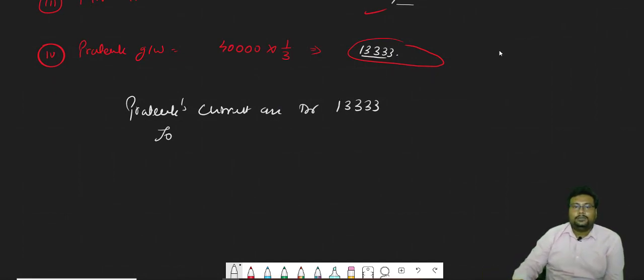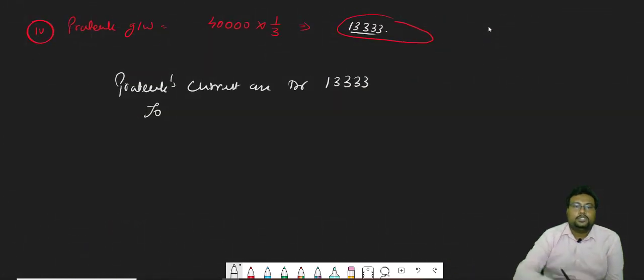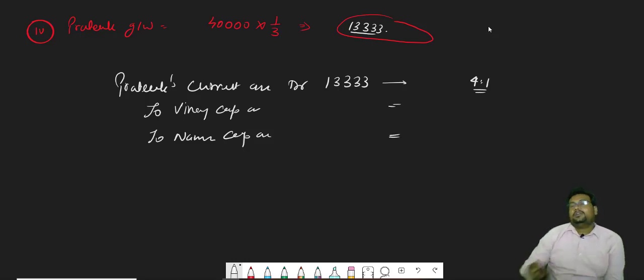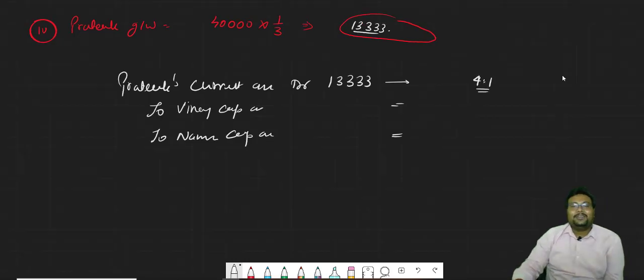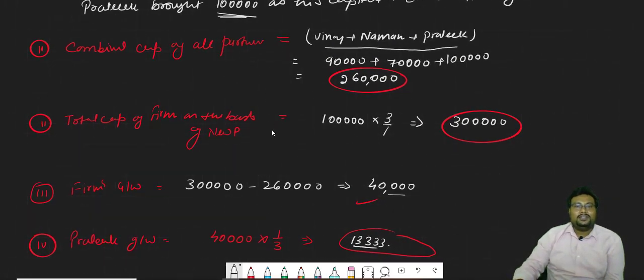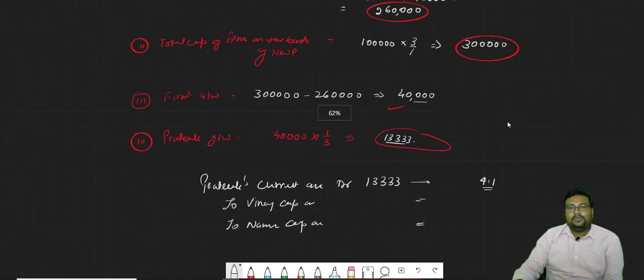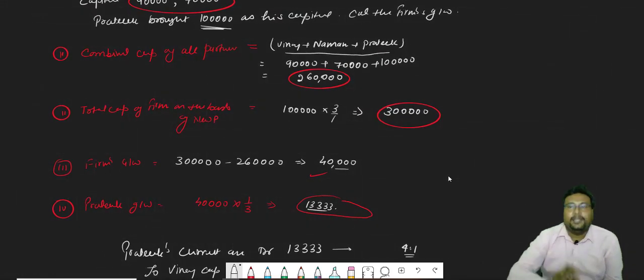The two partners are Vinay and Naman. So to Vinay's capital account and to Naman's capital account, this 13,333 will be divided in the ratio 4:1, and we will transfer this. This is your work: divide 13,333 in the ratio 4:1, their old, meaning sacrificing, ratio, and whatever answer comes will be recorded here. Okay, so this is how we will solve the question of hidden goodwill.